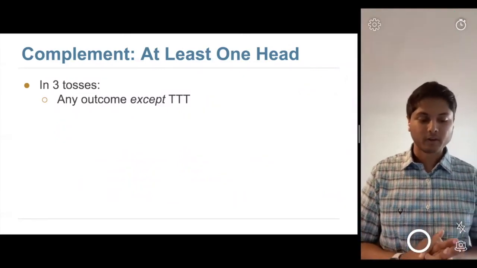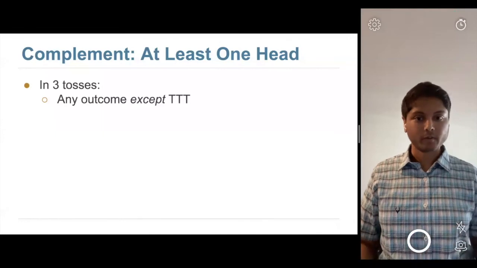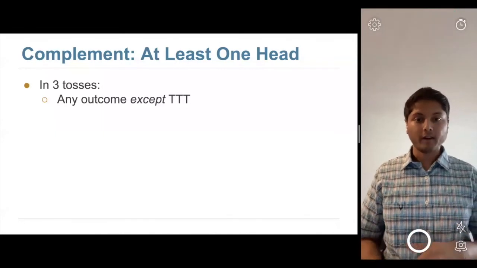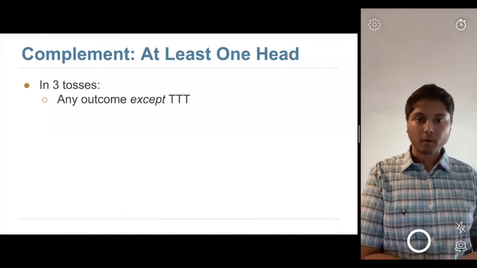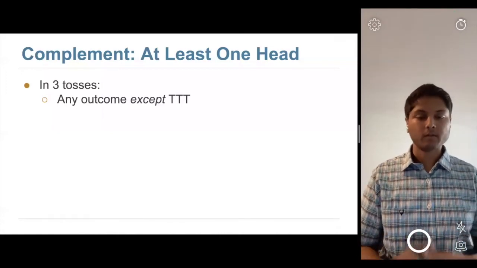It's just too complicated. So let's use the complement rule, because the probability of tails, tails, tails is a little bit easier to calculate. Let's calculate that probability and then do 1 minus that. It makes it a little bit easier.